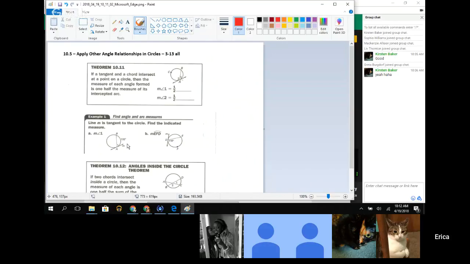Okay, and then we have a chord. Remember, a chord is a line segment whose endpoints are on the circle. So you have chord AB that's just inside the circle. All right, so when those two meet, there are two angles that are formed. We have angle 1 right here, right? And we have angle 2 right here, red and green. If you look at angle 1 and angle 2, does anybody know what those add up to?